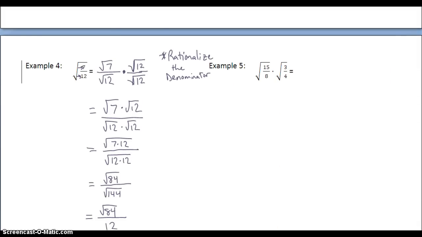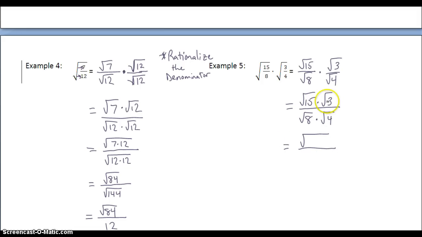In example number 5, I'm going to start by distributing to each numerator and each denominator. And then I'm going to multiply my fractions together. Square root of 15 times the square root of 3 over the square root of 8 times the square root of 4. And I multiply my numerators together. Square root of 15 times the square root of 3 becomes the square root of 15 times 3. Square root of 8 times the square root of 4 becomes the square root of 8 times 4. And then I do that math. 15 times 3 is 45. 8 times 4 is 32.